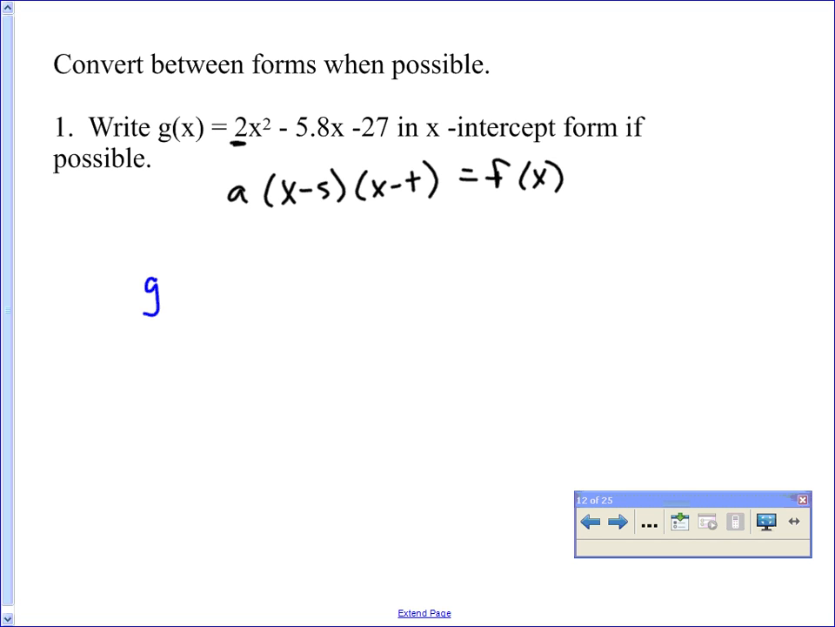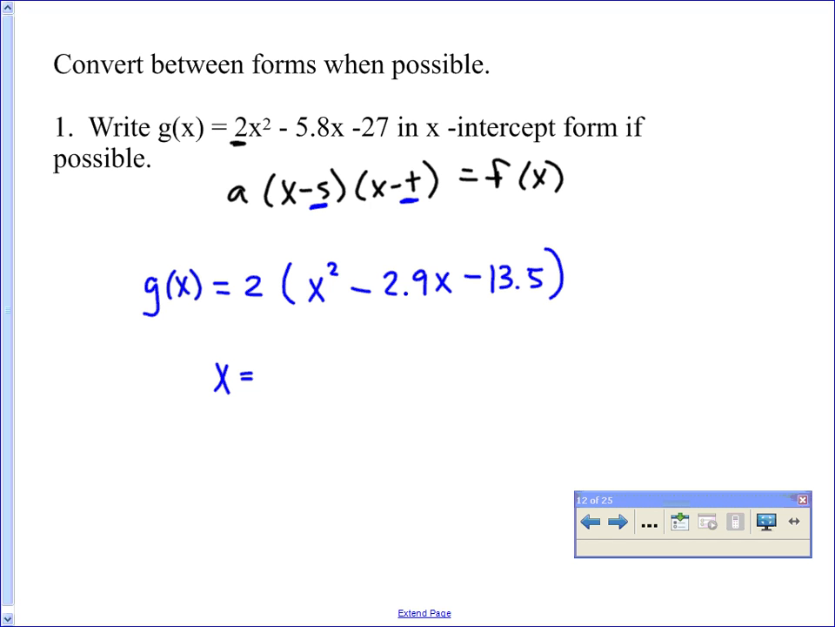So let's change this to g of x is equal to 2, parenthesis, we're going to take out the 2, so that's going to give me x squared minus 2.9x minus 13.5. Now keep in mind your x-intercept form. What do you need to know? Well, we need to know the x-intercepts. So from this polynomial form, how would we find those x-intercepts? And the answer is we'd find them by using the quadratic formula.